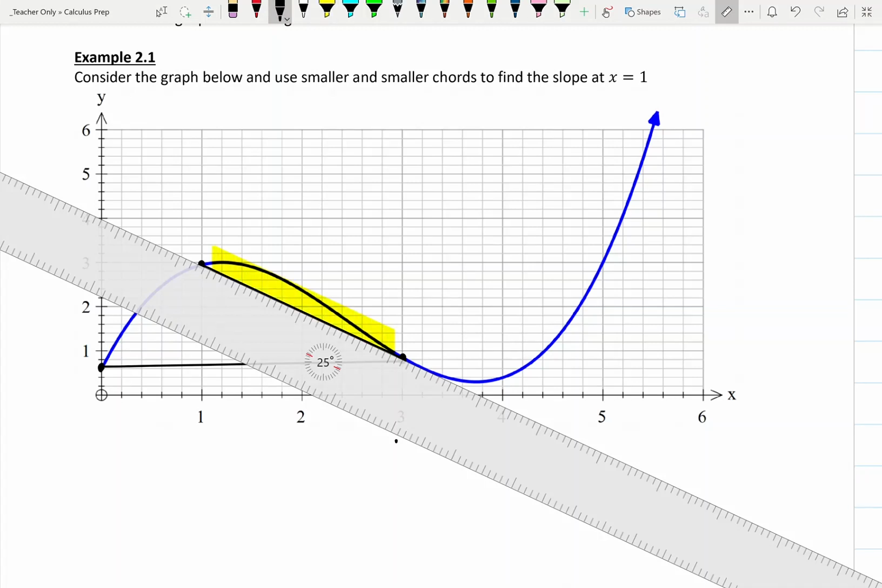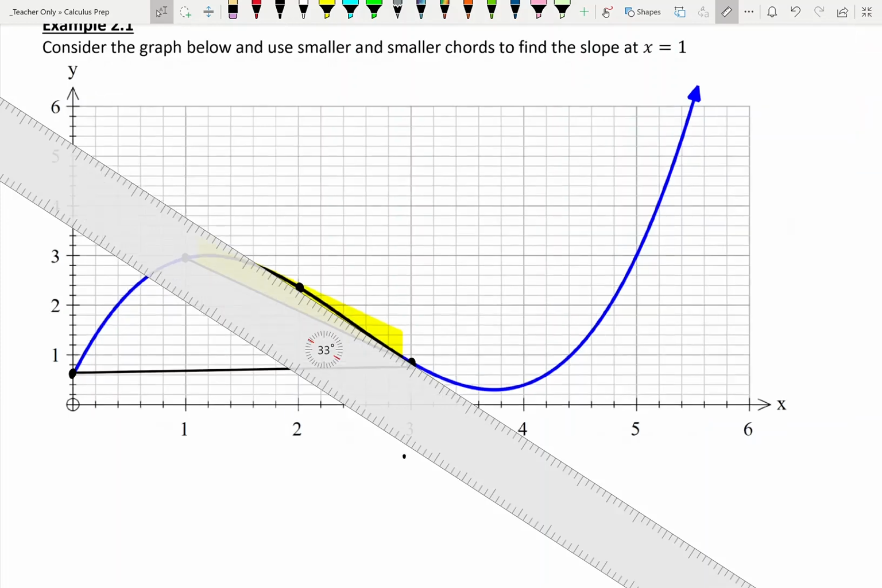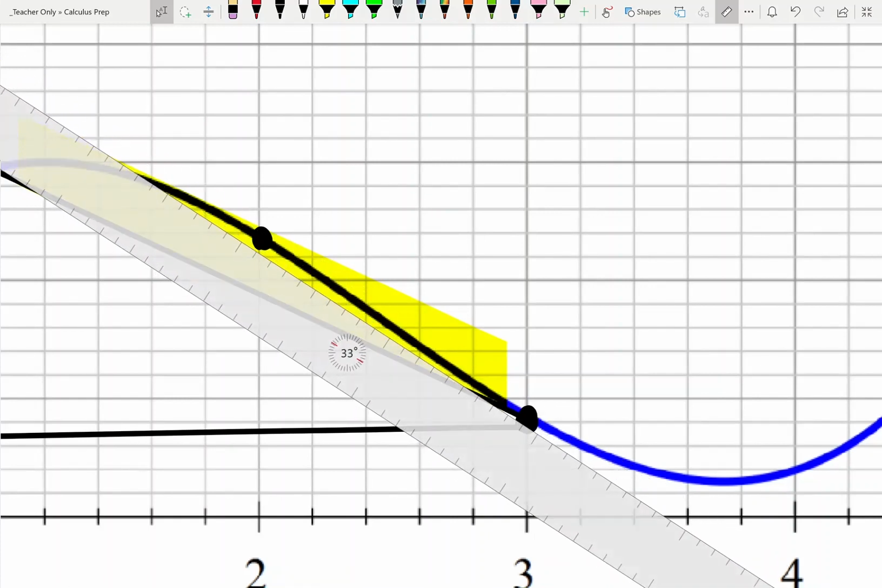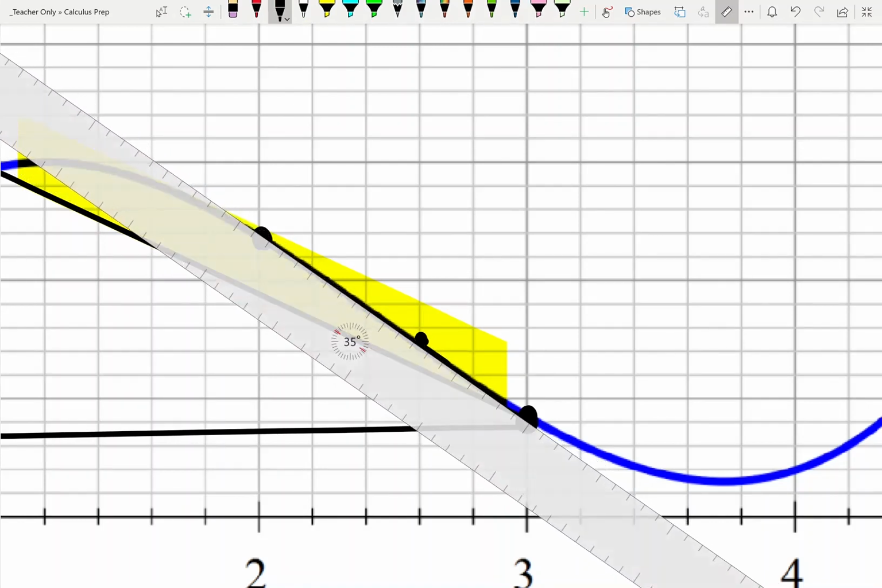So let's make the chord even smaller still. Let's make the chord between 2 and 3. You can see now that the deviation of the function from the chord is getting smaller and smaller, which means our chord is a better and better estimate. Let's go one step further. I have the advantage of being able to zoom in. Let's go one step further and draw our chord between, let's say, 2.6 and 3. And you can see that that again is another step towards a better estimate.